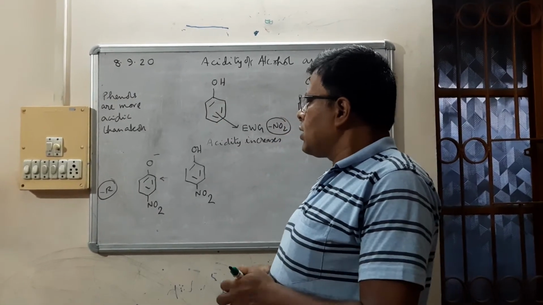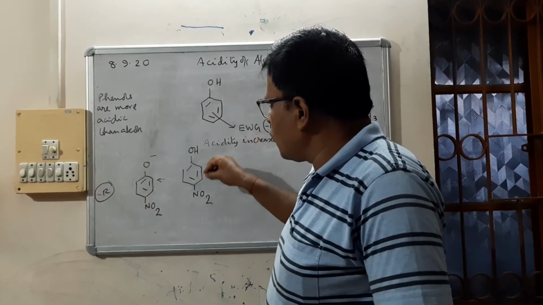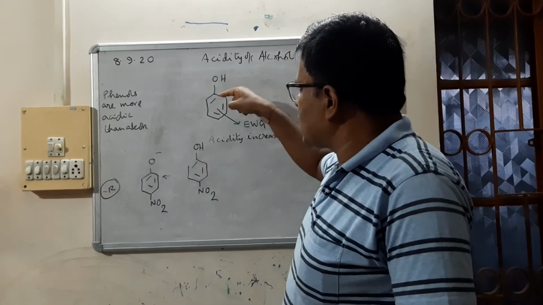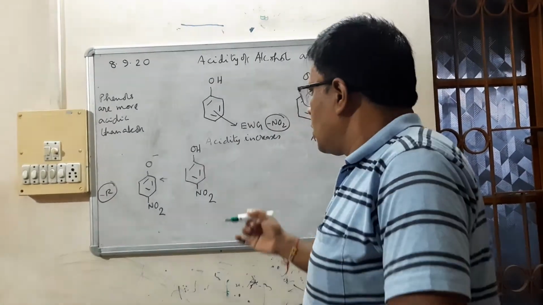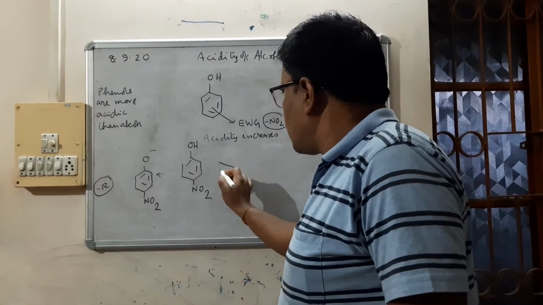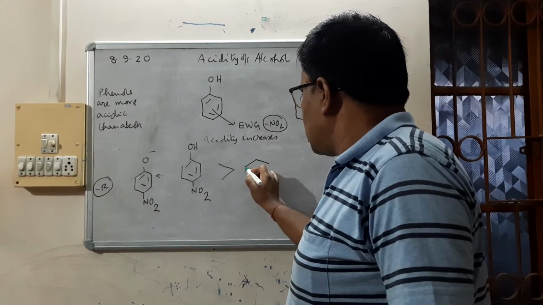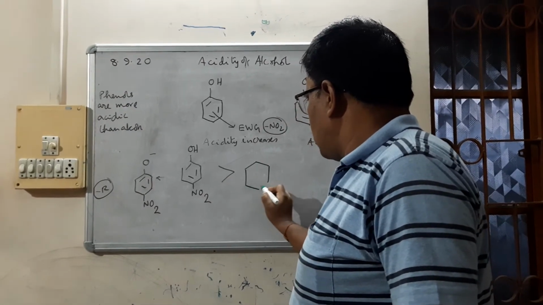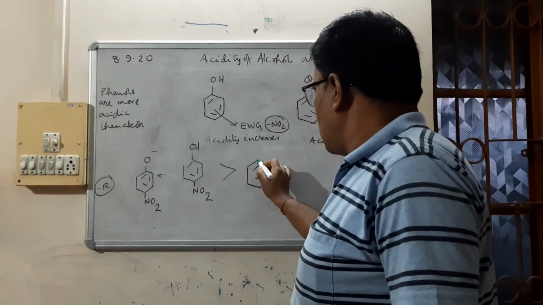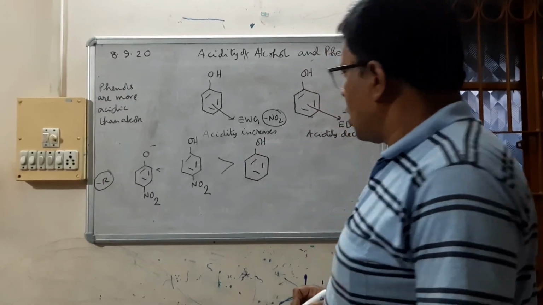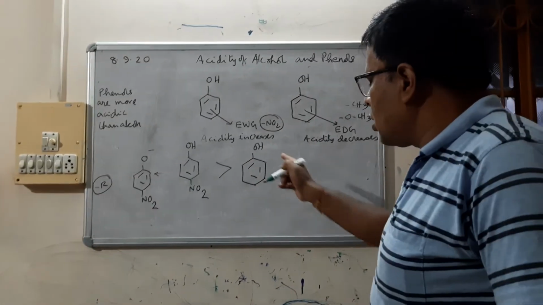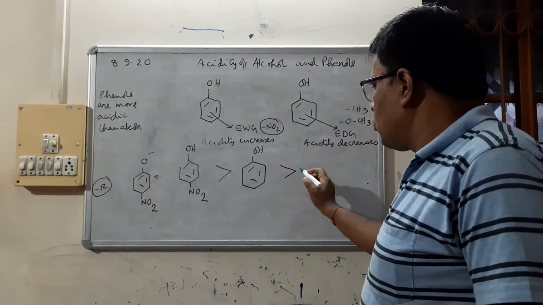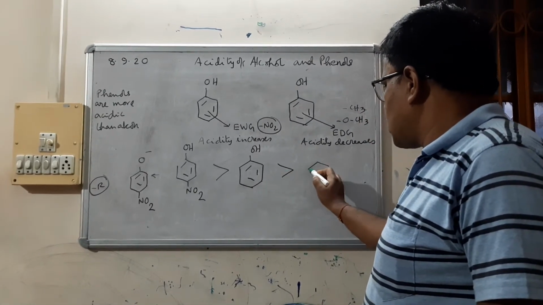So we can say that paranitrophenol is more acidic than phenol. So if I write this, paranitrophenol is more acidic than phenol. And this will be more acidic than this compound.